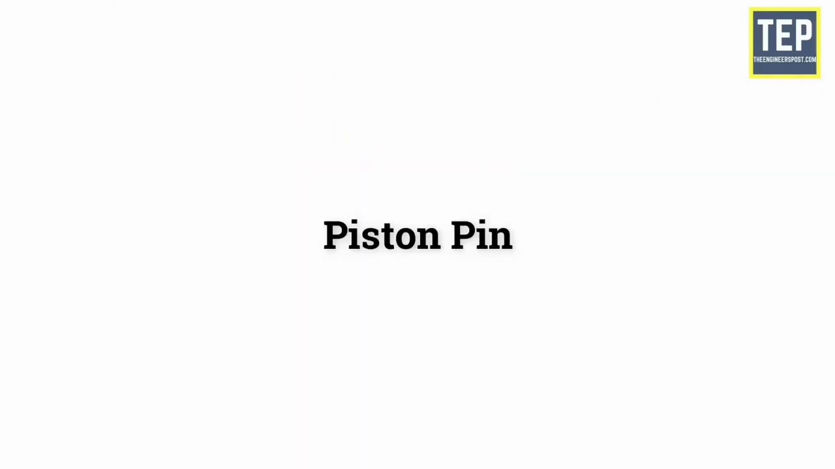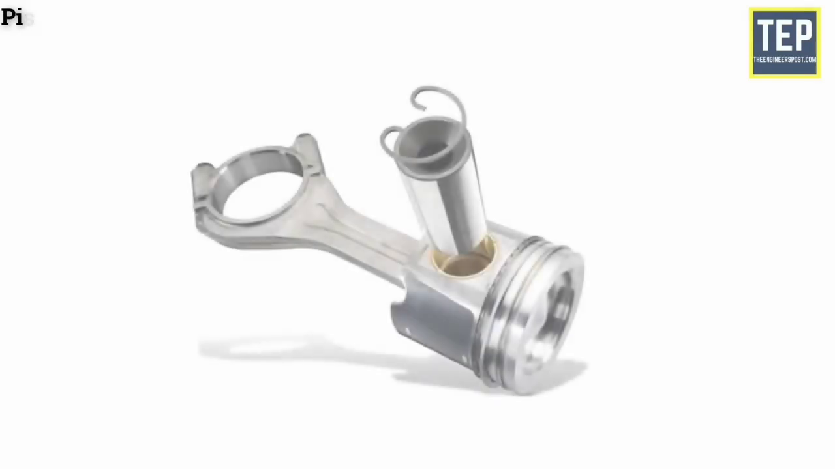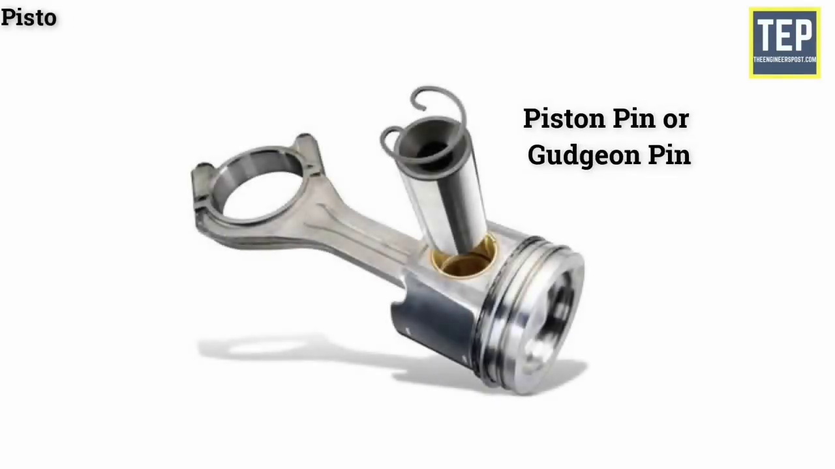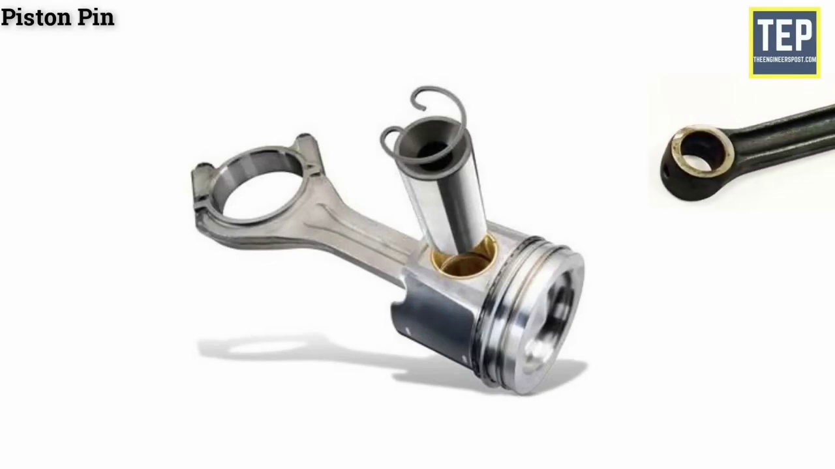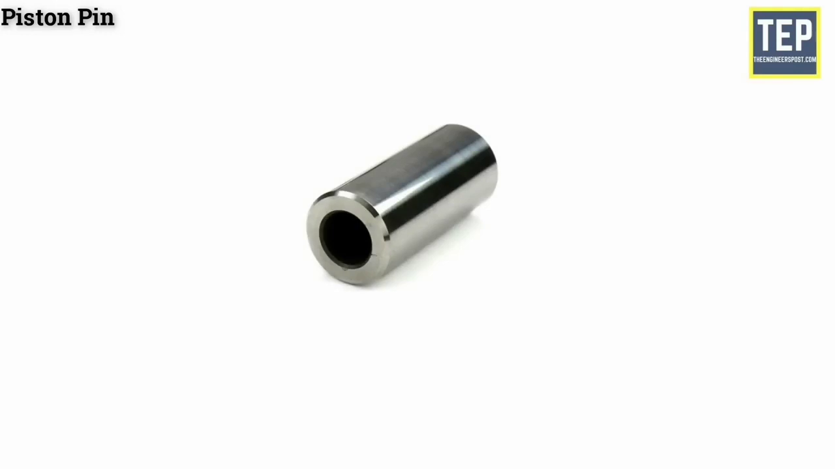Piston pin. The piston pin is also called wrist pin or gudgeon pin. It is used for connecting the small end of the connecting rod and the piston. It is made hollow to reduce weight and it is made from case-hardened steel. Mainly there are 3 types of piston pins available.